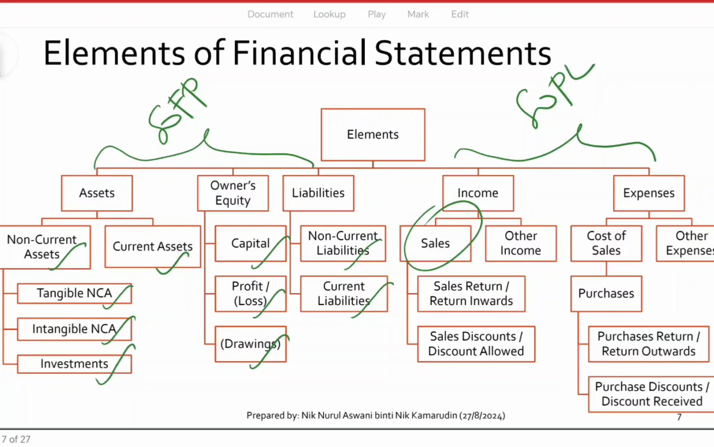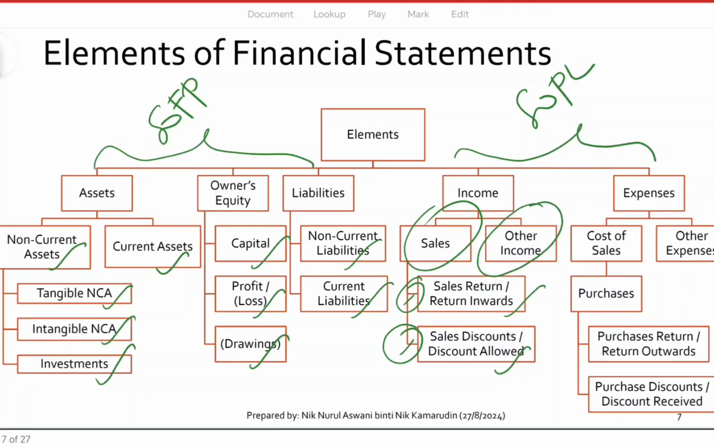So in the statement of profit or loss, we can see the item sales, and these sales can be reduced by sales return or return inwards if any. And then it can also be reduced by sales discount, or we call it discount allowed. Your business may also receive other income such as rental income, investment income, dividend income, interest income, commission income, and other types of income. All of those will fall under other income.